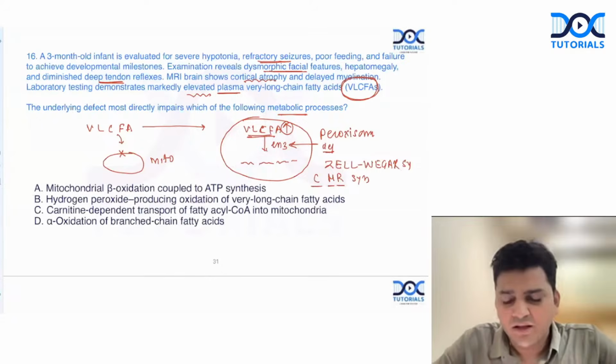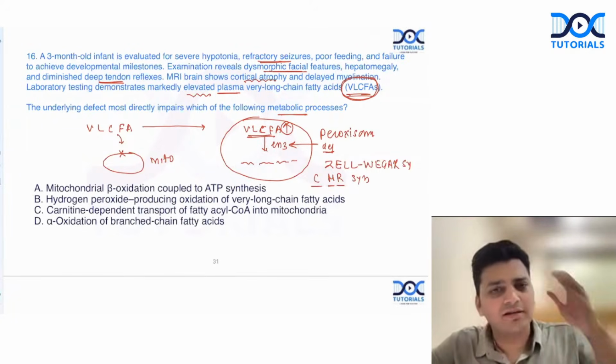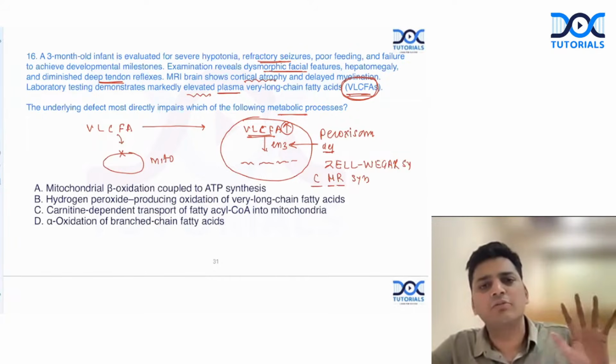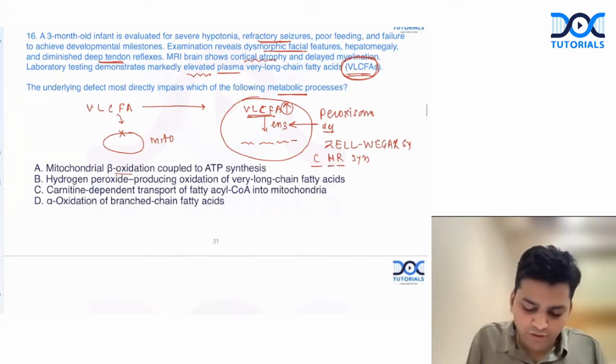Cerebrohepatorenal. In fact, the moment you see this word in any MCQ in your exam, very long chain fatty acid, one of the first differentials that should come to your mind is Zellweger. It may be Zellweger, right? So they're asking, what is the problem with Zellweger? Is it the mitochondrial beta oxidation which is problematic?